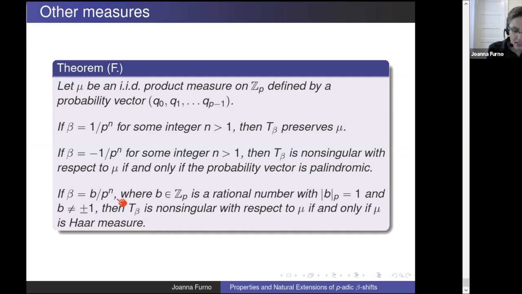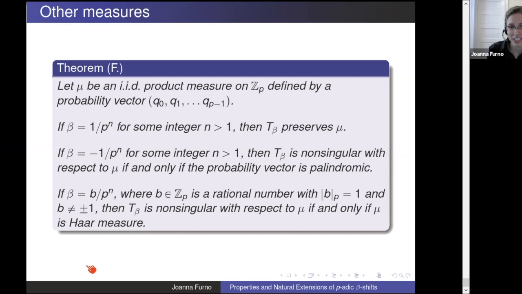And then if your b here is any integer that's not plus or minus 1, then you're not going to be non-singular for any of those except for the Haar measure, which you should expect. All right, so I hope that was a slow and easy talk for the end of the day with lots of examples.